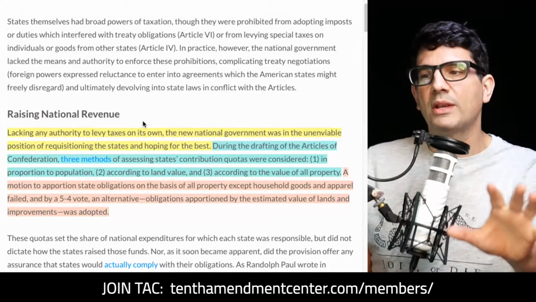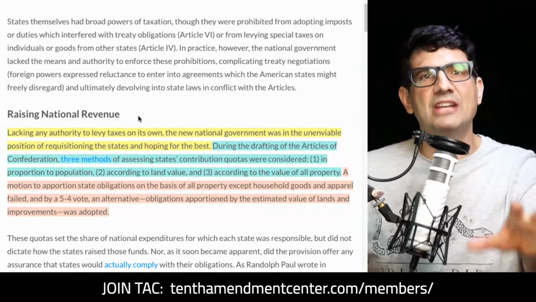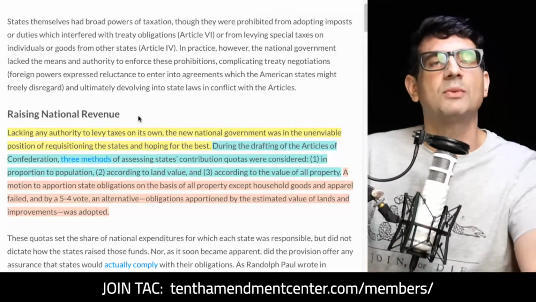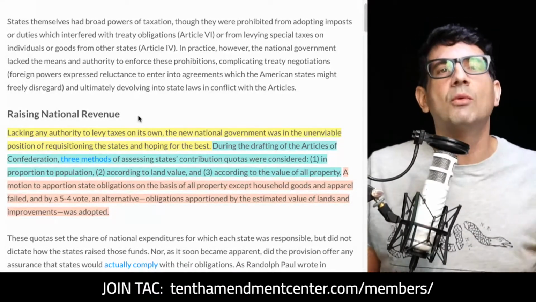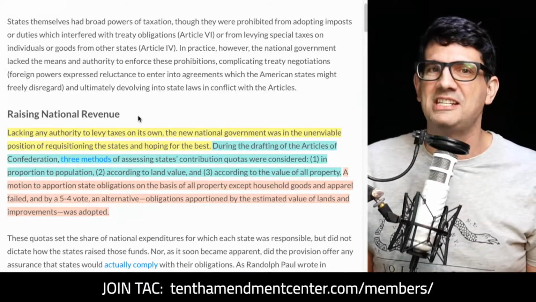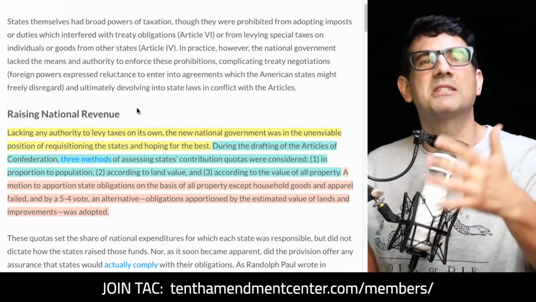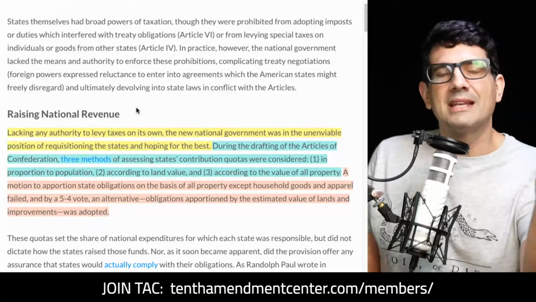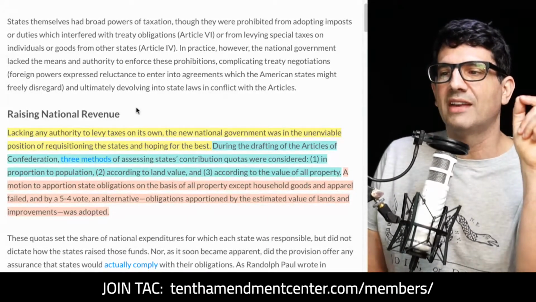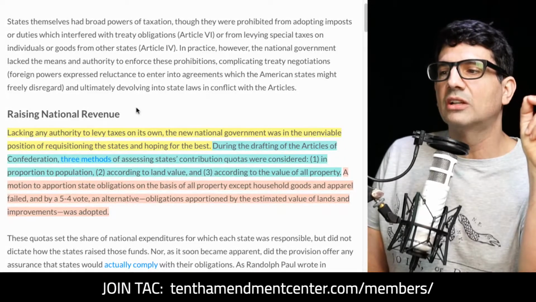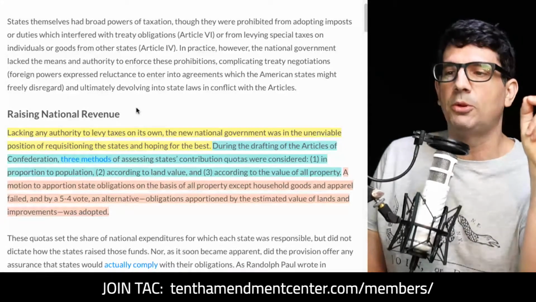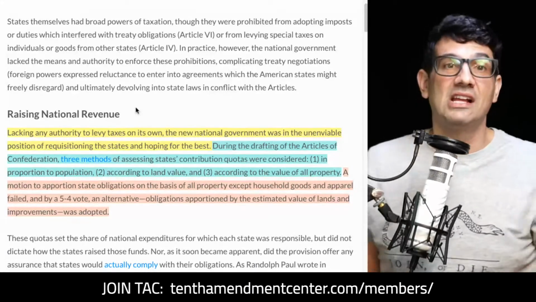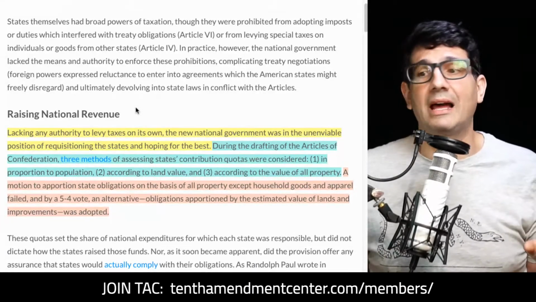Going further, this is interesting about the debates over ratification of the Articles of Confederation, which at some point I really should get into a little bit more here as well, because the more we understand what they went through in the years before 1787, the more a lot of their arguments make sense in 1787 and 1788 as well. Going further at Tax Foundation, they say, lacking any authority to levy taxes on its own, the new national government was in the unenviable position of requisitioning the states and hoping for the best. Basically, they would say, look, this is what we need. You figure out how to do this.